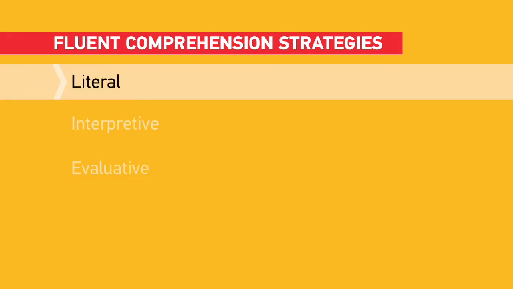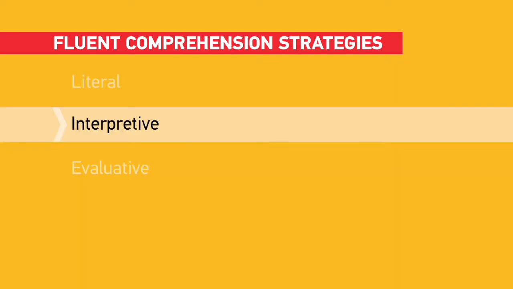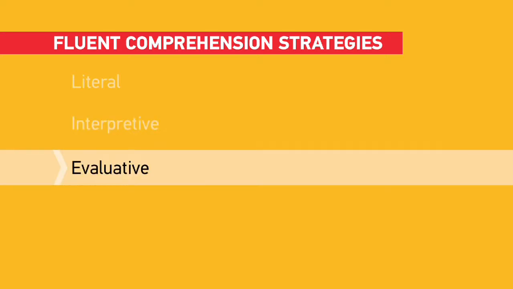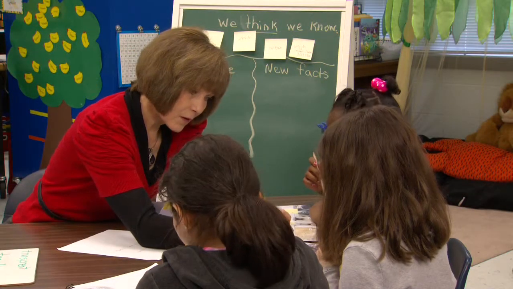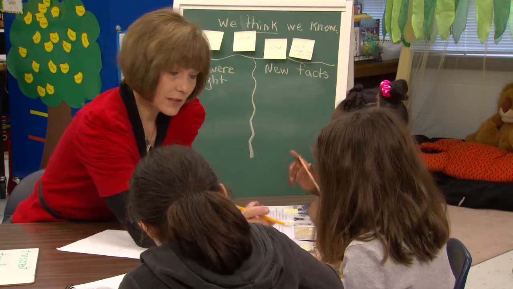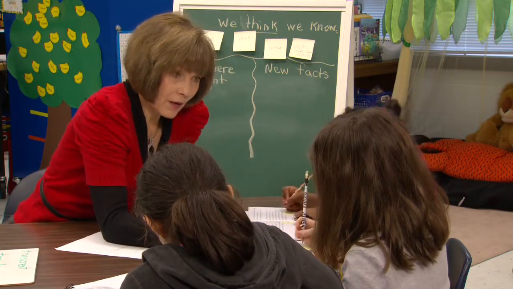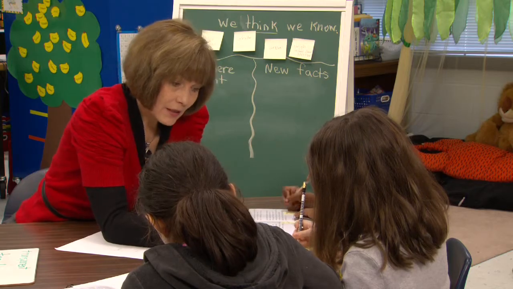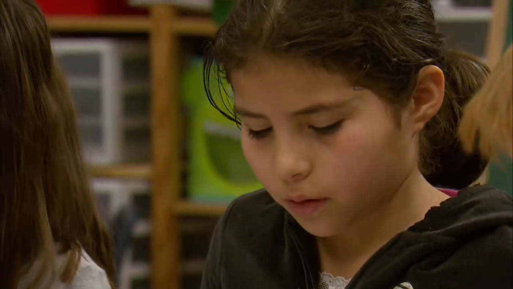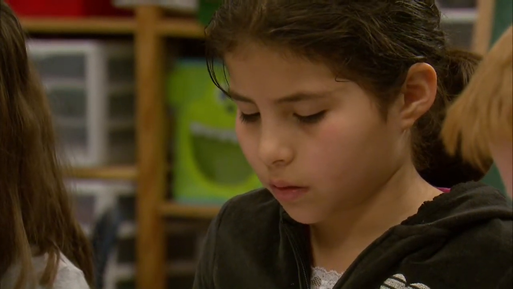Literal, which requires students to recall an idea stated in the text. Interpretive, which requires students to make inferences, comparisons, and contrasts. And evaluative, which challenges the reader to evaluate the author's purpose or form an opinion about the text. Choose a different strategy. At this level, students write short responses after reading each page or two to reinforce the focus strategy.